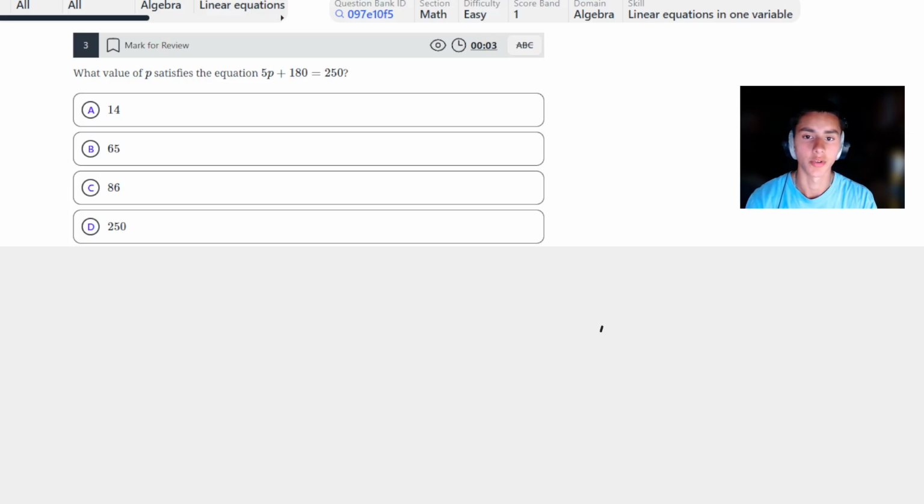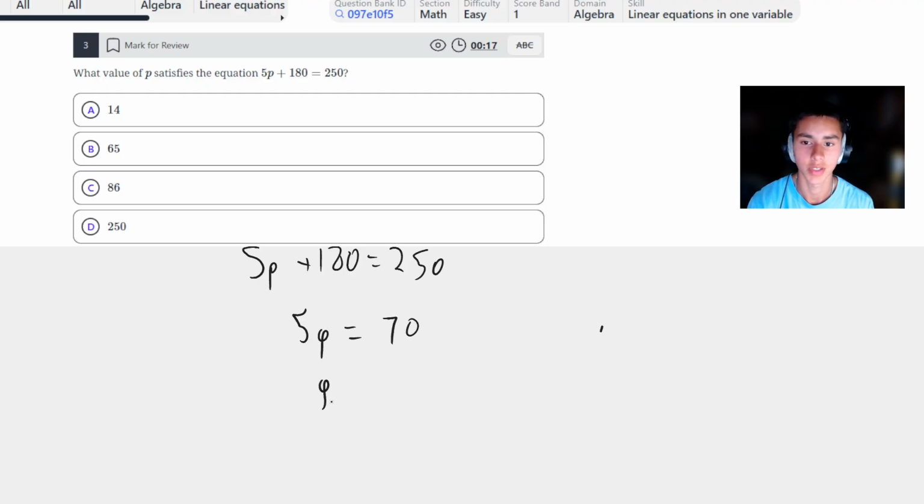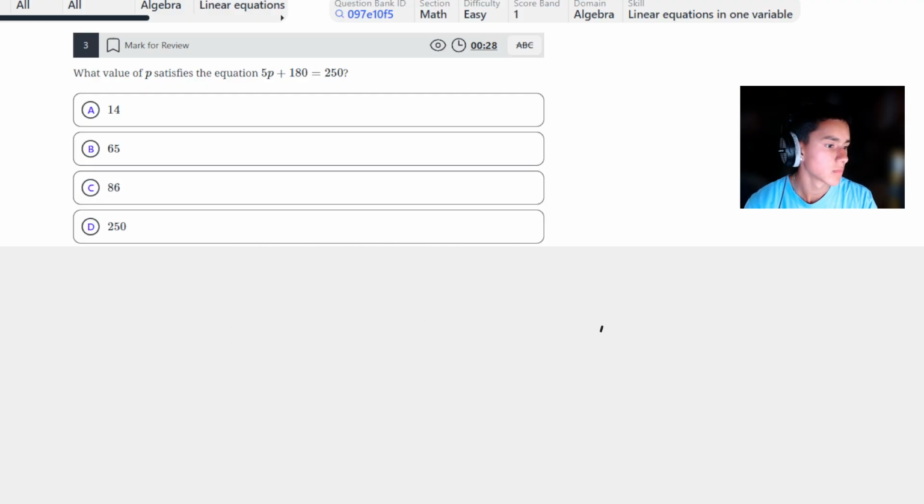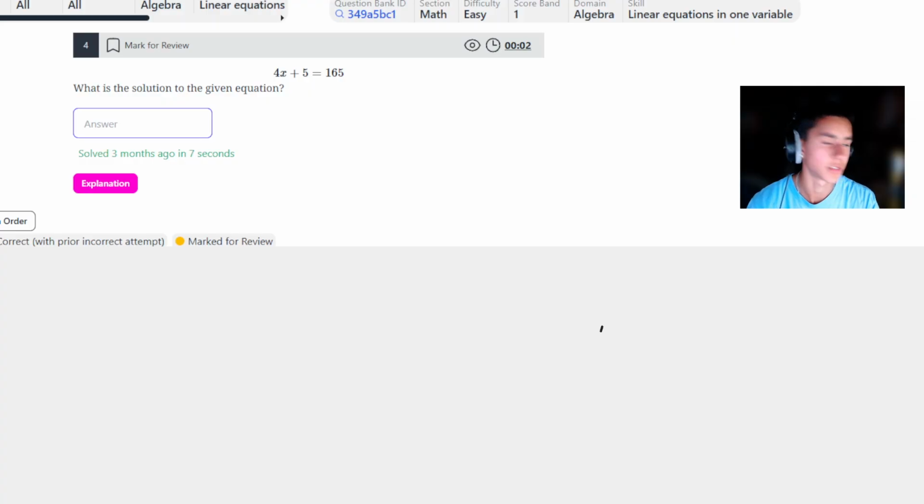Okay, this is simple algebra. If 5p plus 180 equals 250, subtract both sides by 180. This is really easy. 70p equals... Another easy question, simple algebra. 4x minus 5 both sides, it would be 160. 4x, x equals 40.